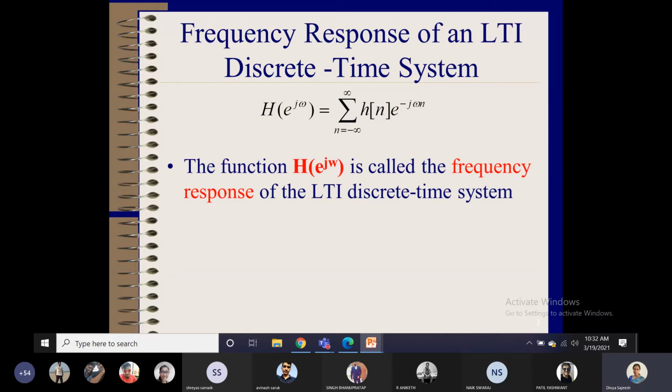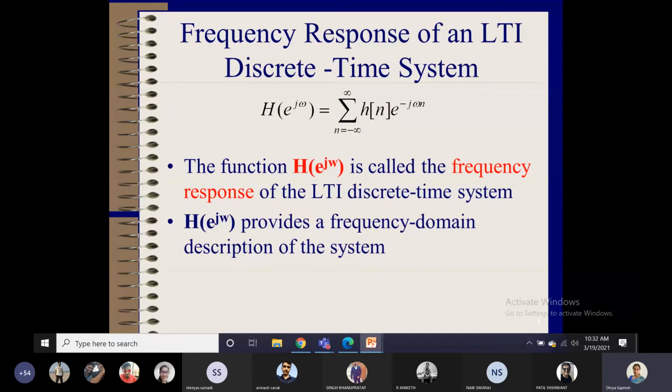So the function H of e raised to j omega is called the frequency response of the LTI discrete system, and it provides a frequency domain description of the system, which we mainly require for filter design in the digital system. Again, all of this depends upon the frequency response of the system. So we need to learn about the frequency response.